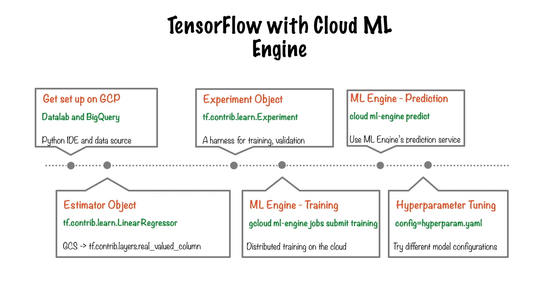Okay, we now have a good idea of our plan of attack for this module. Let's get started with the first step from that plan. This step involves getting set up on the Google Cloud Platform. Here, we are going to make use of Datalab, which is the Python IDE on Google's Cloud Platform. We will connect to BigQuery, which is a data warehouse, and access data from a public dataset. So let's go ahead and get started.